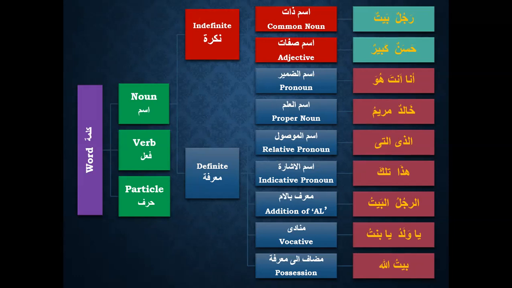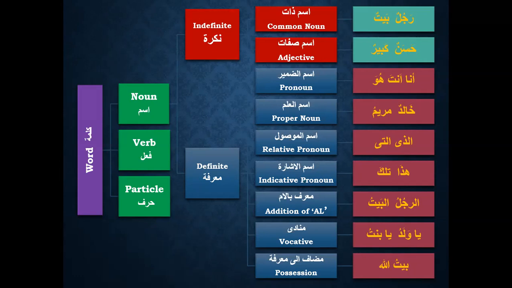Ismu dhamir, which is a pronoun. It is ana, huwa, huma, hum. You've gone through the gridan of the paradigm, all 14 of them. And there are many different types of dhamir we will cover, inshallah ta'ala. Then ismu al-alam, the proper noun, name given to an individual, specific to him.